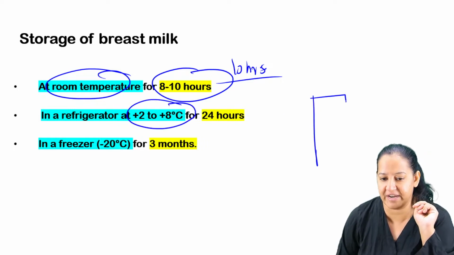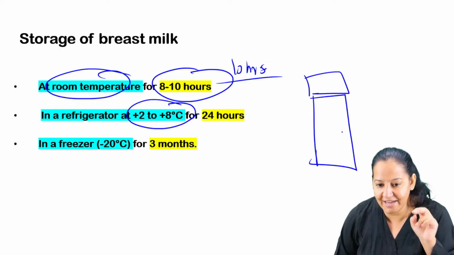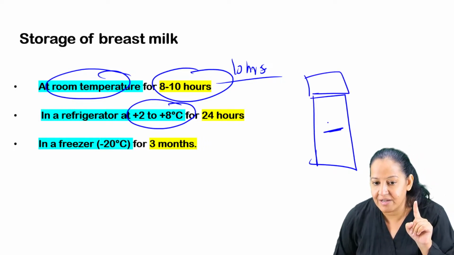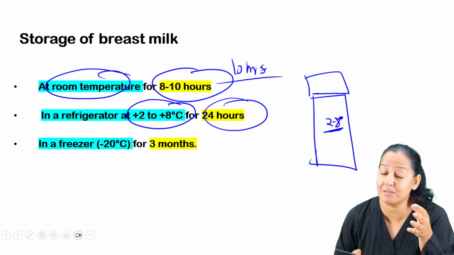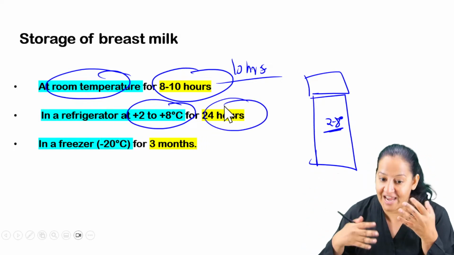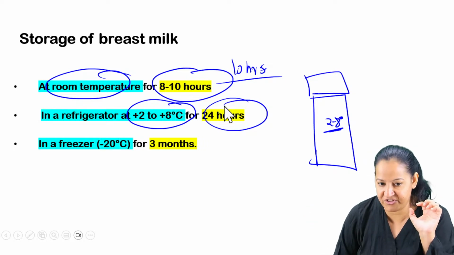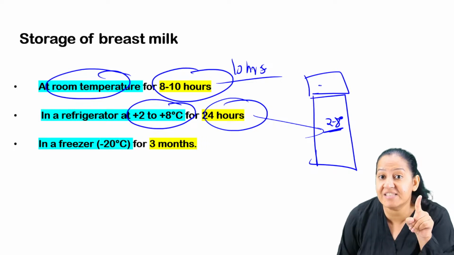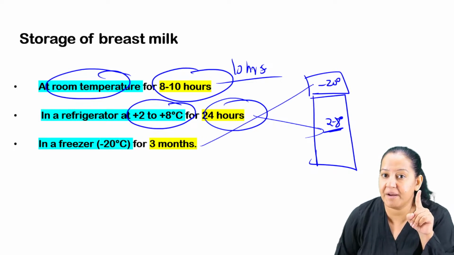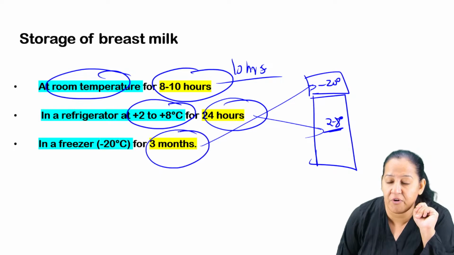So this is the refrigerator, this is the freezer. If we are keeping the milk in the refrigerator, that is 2 to 8 degrees. Okay, we can store it for 24 hours. If the mother is not available for the next 24 hours, she can express a lot of milk and keep it in the refrigerator, and the caretaker later on can feed the baby. If we are keeping it in the freezer at minus 20 degrees, we can store it for 3 months.